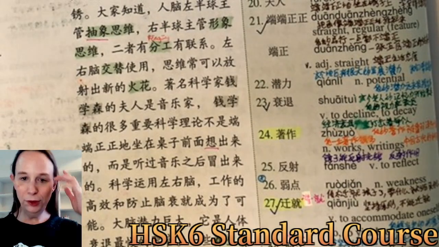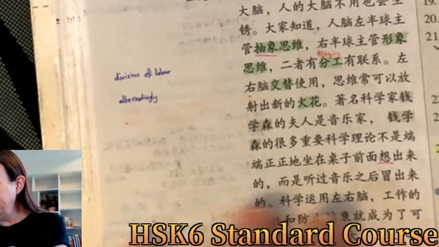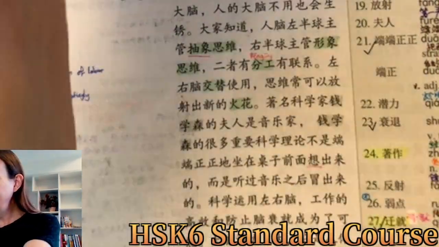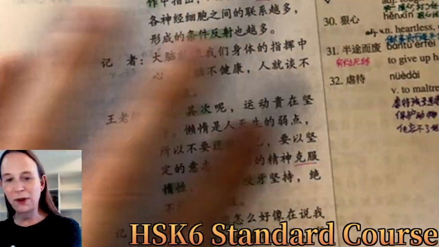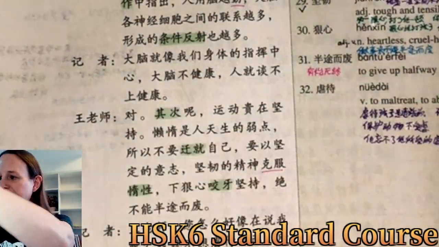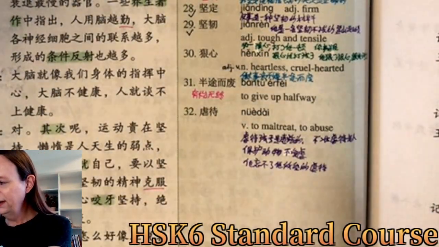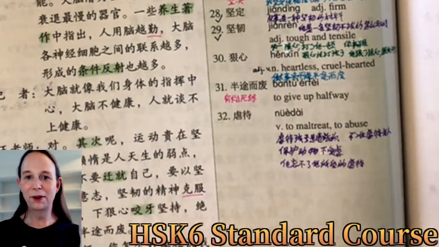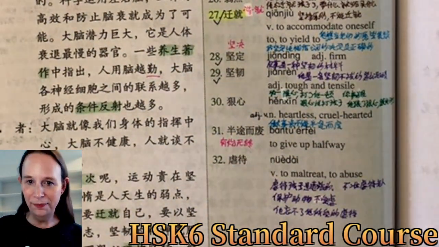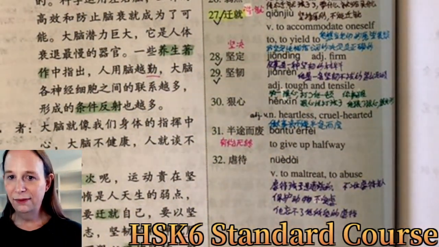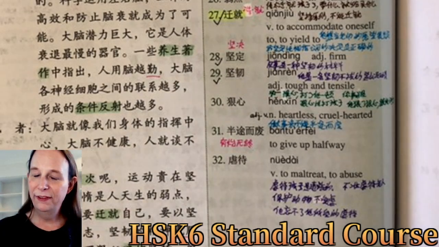All right, 迁就 means a concession, in the sense of a compromise. So maybe you're having an argument or trying to come to a compromise. 有迁就, sorry, I need to adjust. 迁就, to accommodate oneself. I don't know what that refers to.